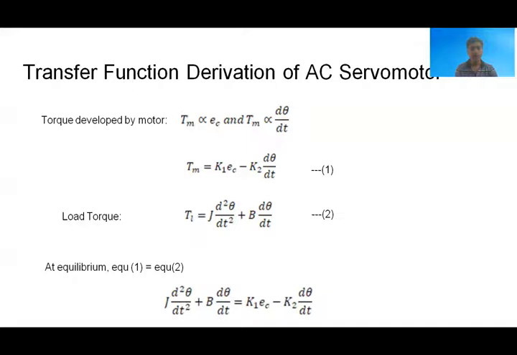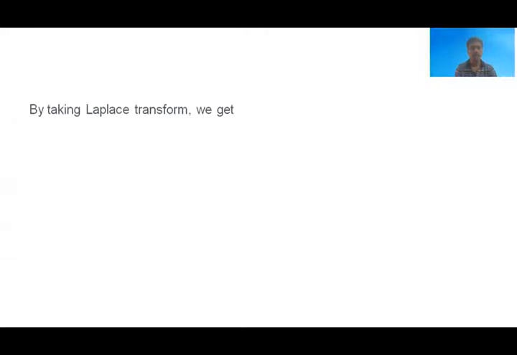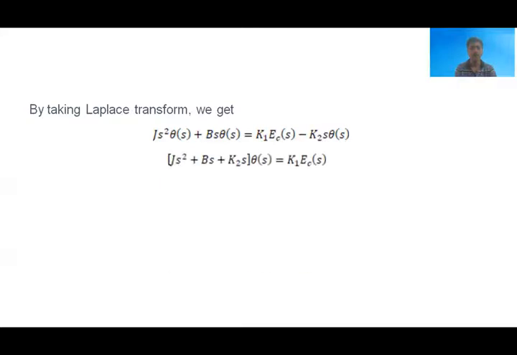Therefore, from equation 1 and equation 2, we have J d square theta by dt square plus B d theta by dt is equal to K1 Ec minus K2 d theta by dt. By taking the Laplace transform on both sides of the equation, we have J s square theta of s plus B s theta of s is equal to K1 Ec of s minus K2 s theta of s. After taking common theta of s from all the terms, we have (J s square plus B s plus K2 s) into theta of s is equal to K1 Ec of s.